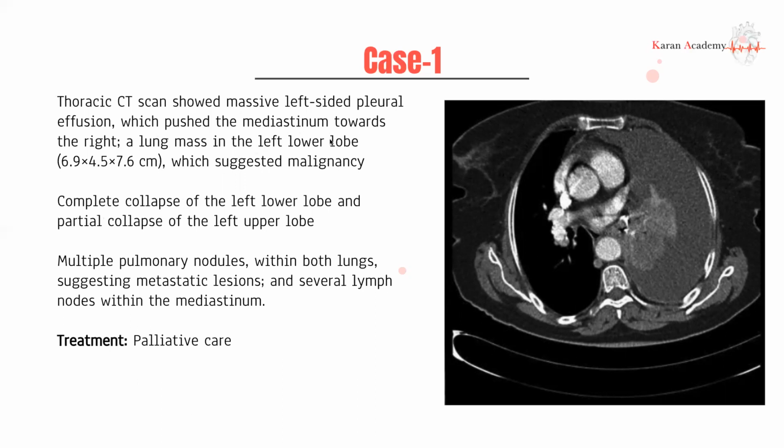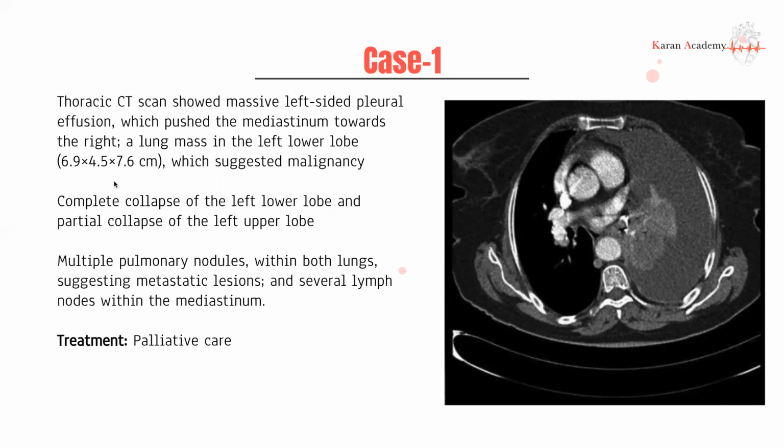A lung mass in the left lower lobe of these dimensions is found, which suggests malignancy, complete collapse of the left upper lobe, and partial collapse of the left lower lobe. Multiple pulmonary nodules within both lungs, suggesting metastatic lesions, and several lymph nodes within the mediastinum. This is cancer, and is likely to be metastatic cancer, as suggested by the multiple pulmonary nodules.